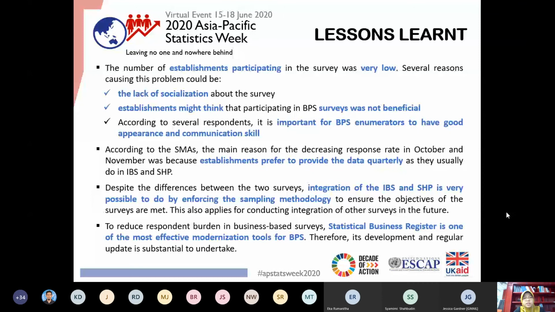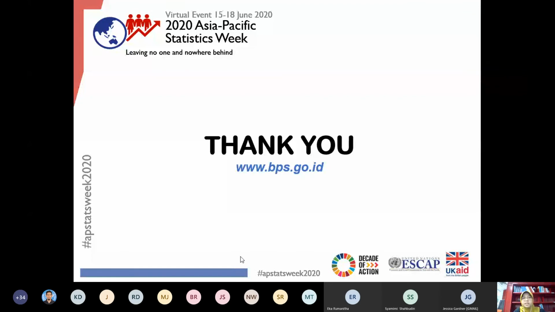Next thing we learned is about the decreasing response rate, which was caused by the preference of the establishments to provide data quarterly instead of monthly as requested by BPS. Therefore, BPS should also take this issue into consideration while arranging a business-based survey. Although there are differences among surveys, integration of several common surveys is very possible to do by providing suitable mitigation. The last but not the least thing we learned is that, in our opinion, the statistical business register is one of the most effective modernization tools for BPS, as it has the potential to significantly reduce the respondent burden. That is the last of our presentation, and thank you.